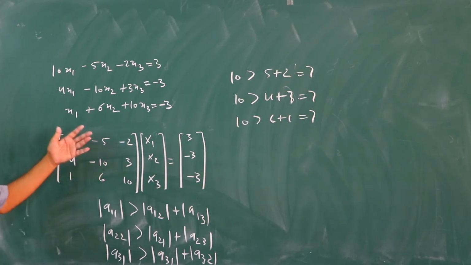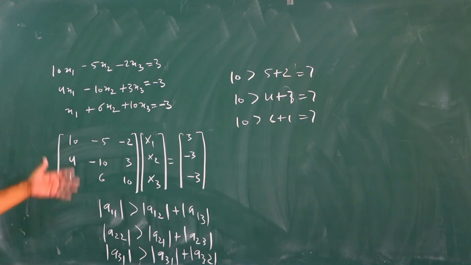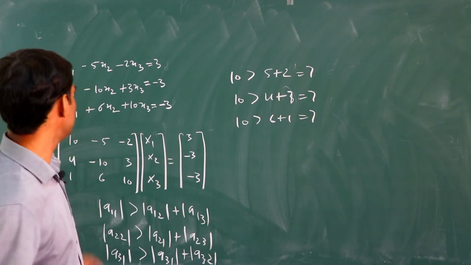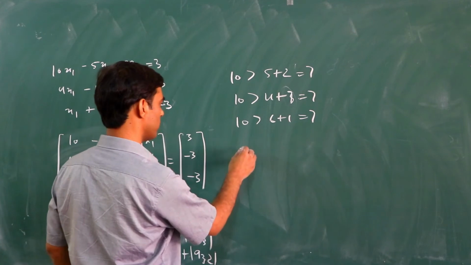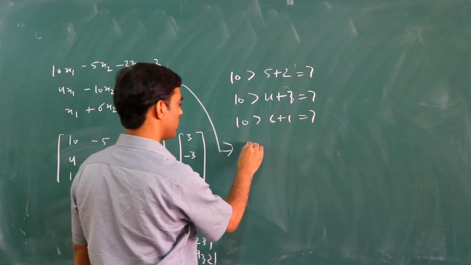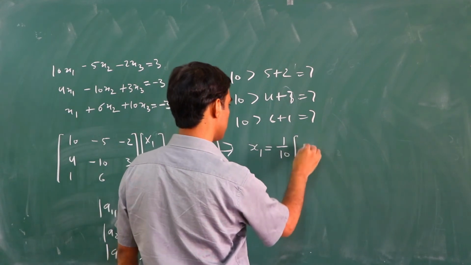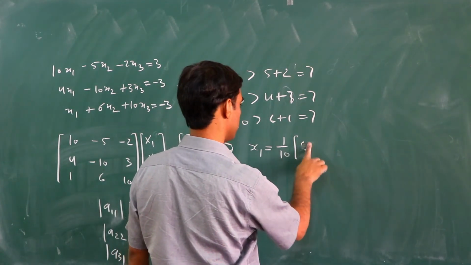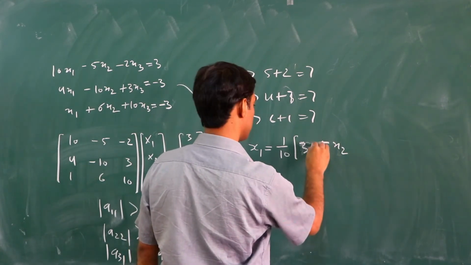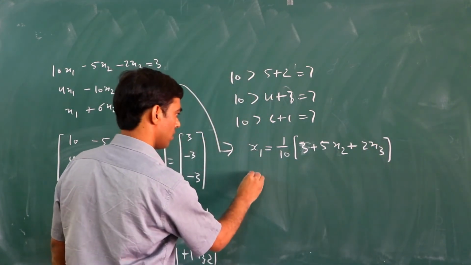So if all three conditions are satisfied, then we are able to find the solution for any initial approximate value. So how do we write this? Here we write x1 equal to what? If we write it this way, x1 equals 1 by 10 times (3 minus 5x2 plus 2x3).